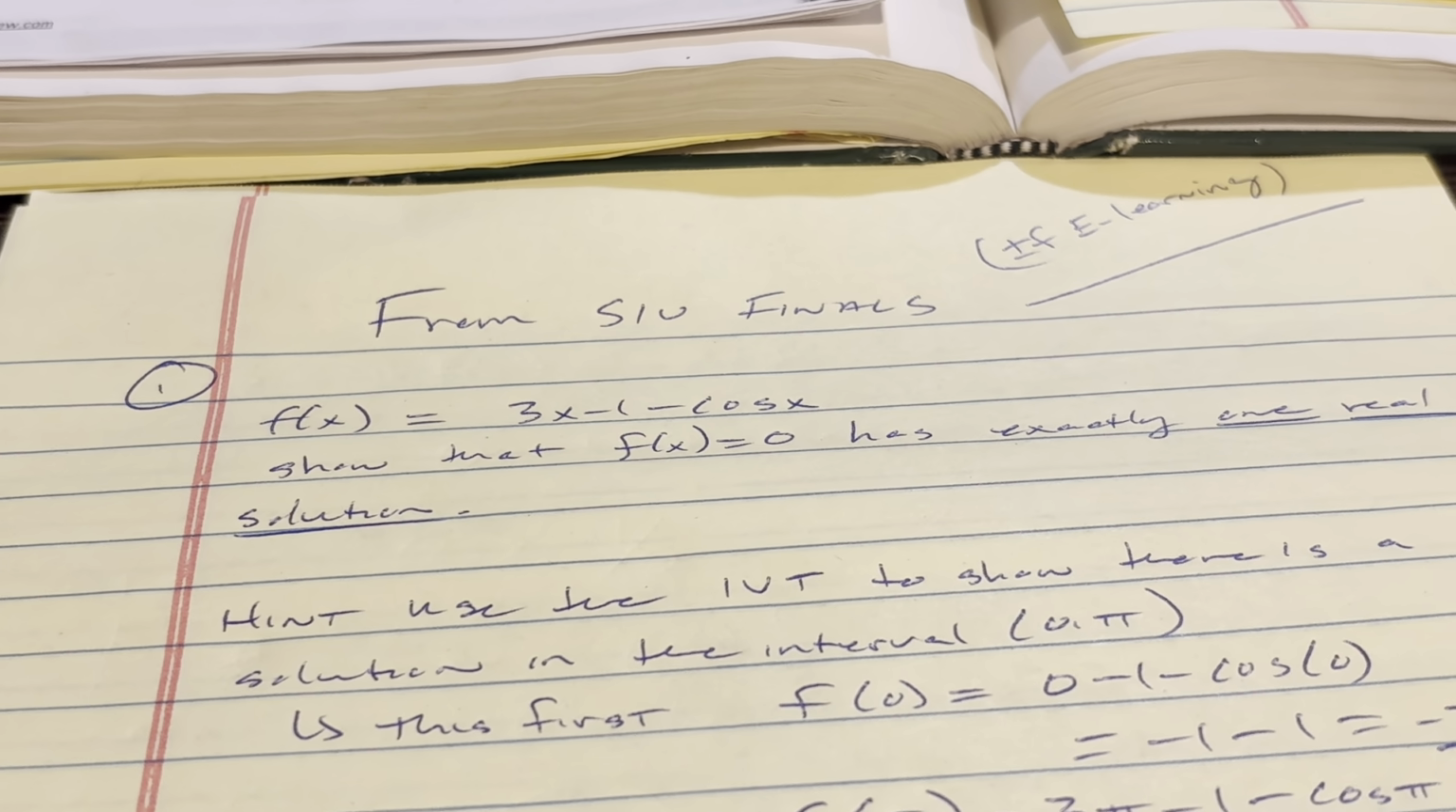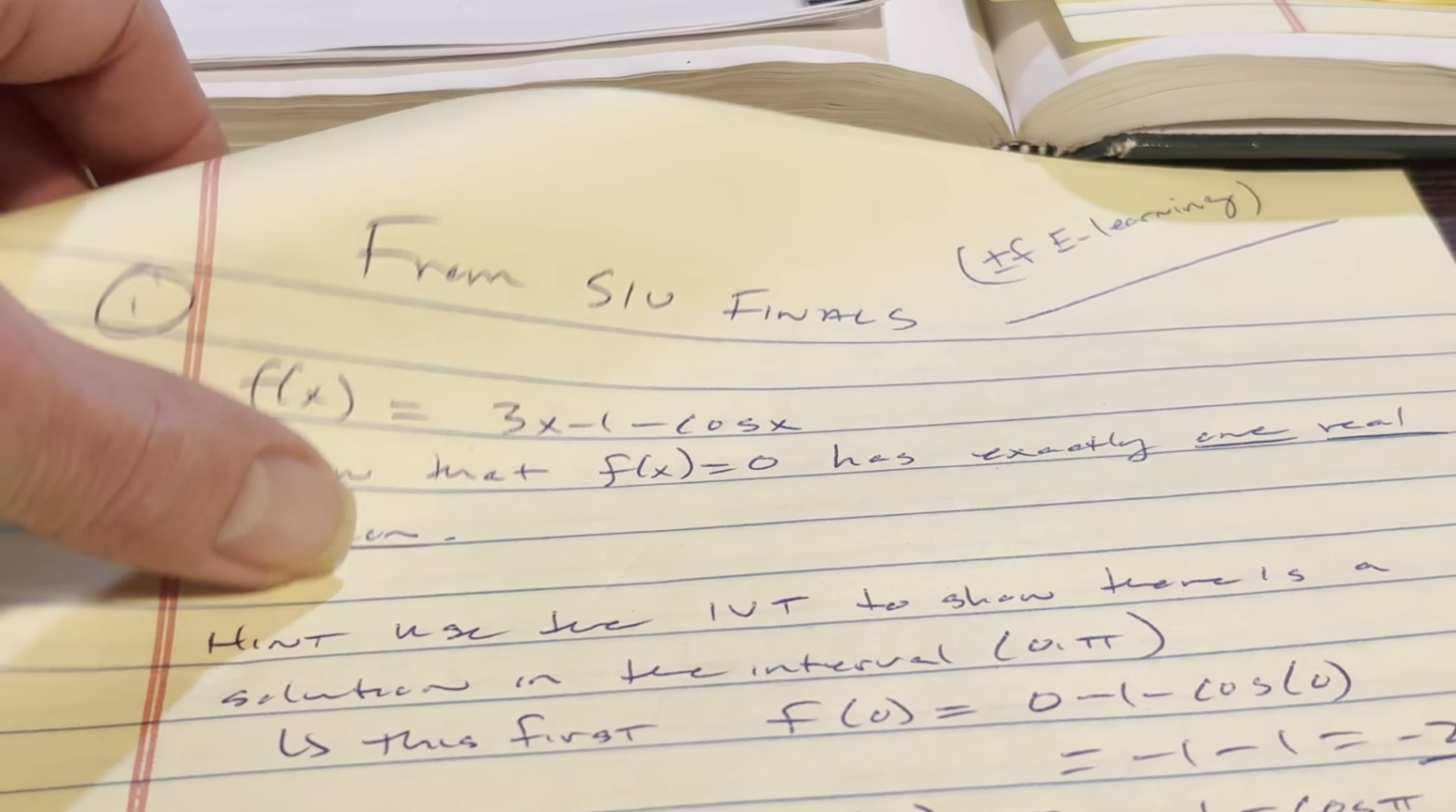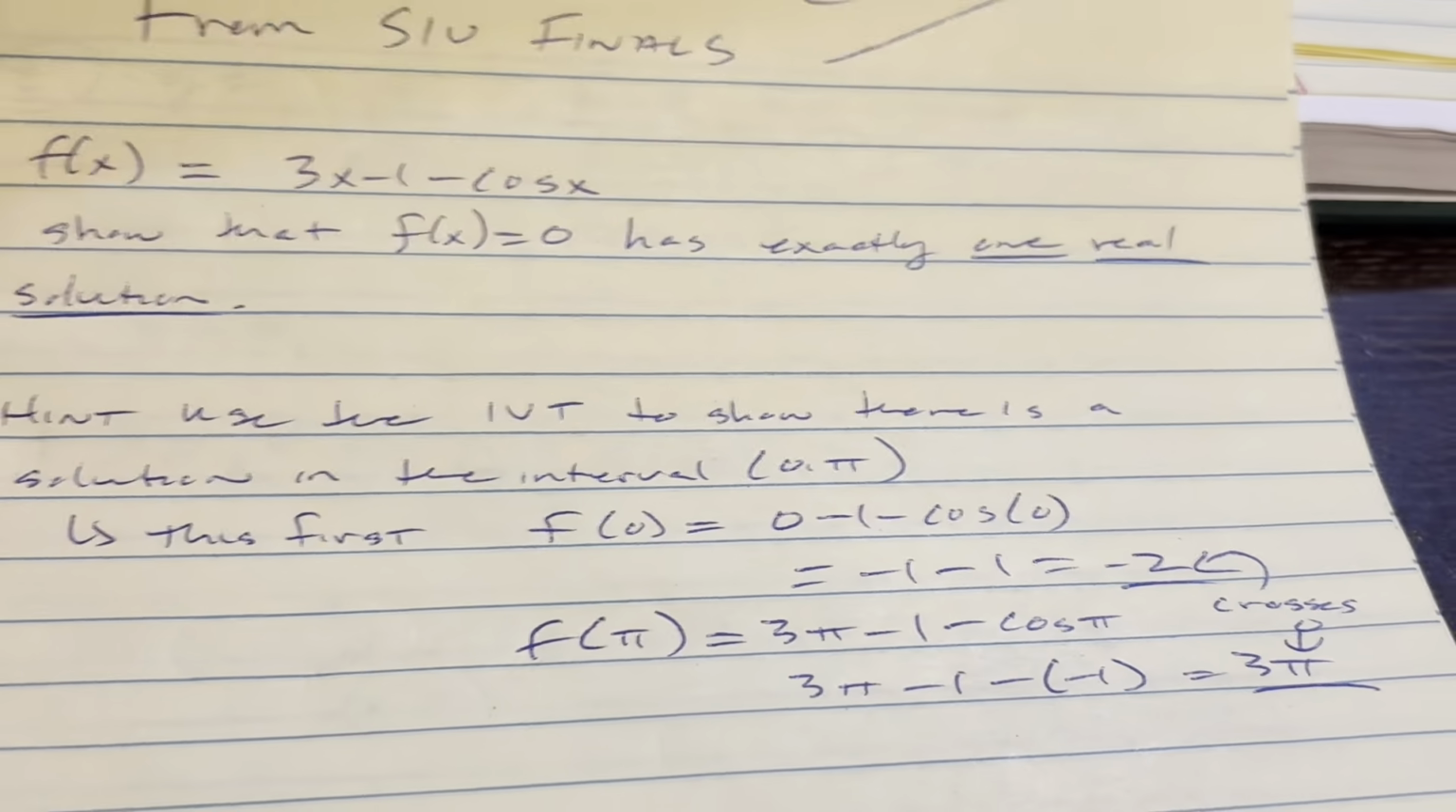So f of x is 3x minus 1 minus cosine x. I have a question like this in my notes. We haven't talked about it yet. Show that it has exactly one solution. What? How in the world do we do that? They gave you a tremendous hint. Use the intermediate value theorem to show that there's a solution in the interval 0 to pi. Slam dunk, folks. Let's do that first.